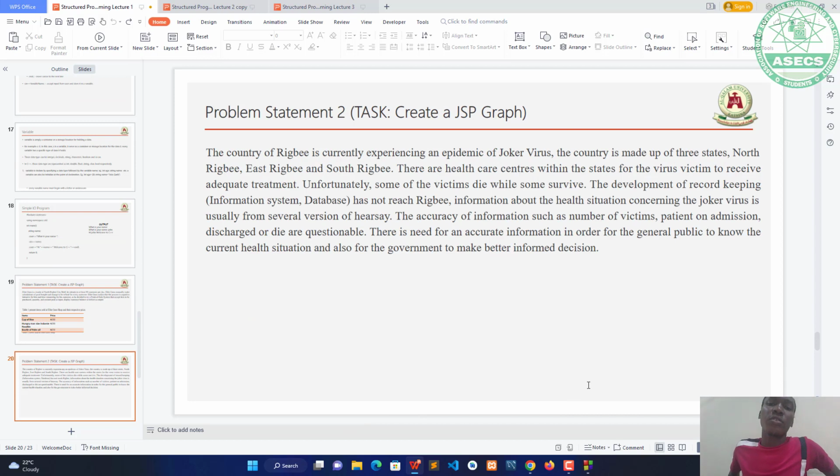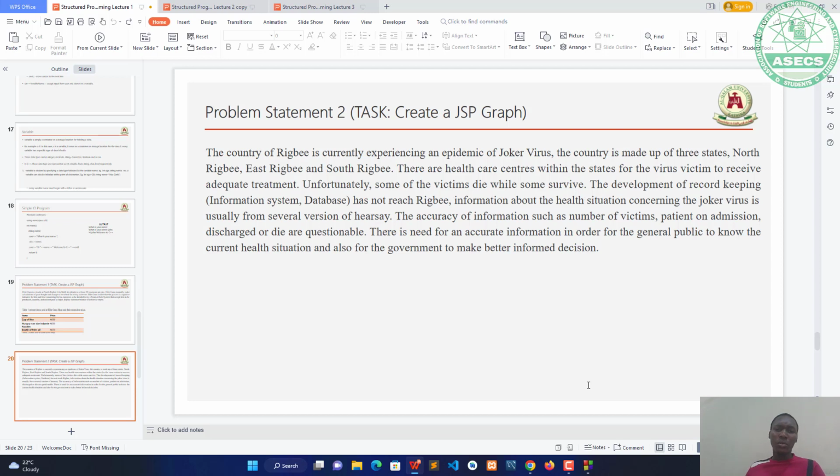So now in the next slide, actually create a GSP graph. This time around too. The country of Rigby is currently experiencing an epidemic of Joka virus. The country is made up of three states: North Rigby, East Rigby, and South Rigby. There are healthcare centers within the state for the virus victims to receive adequate treatment.